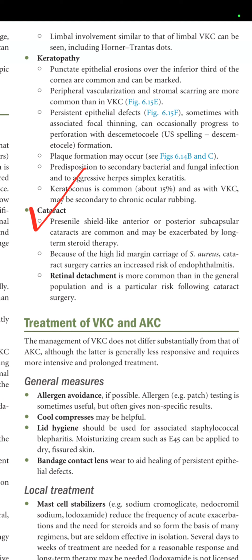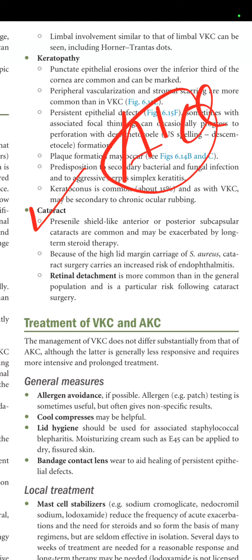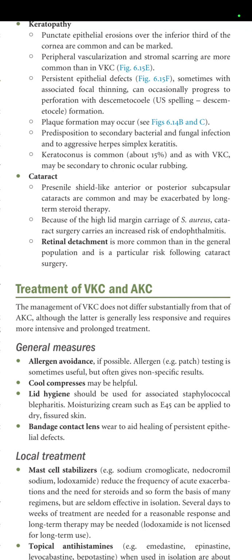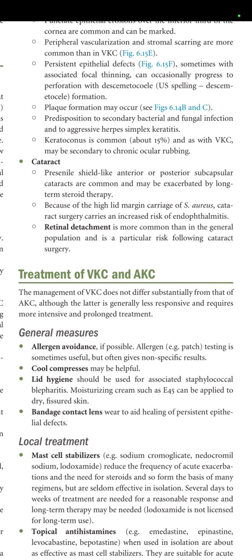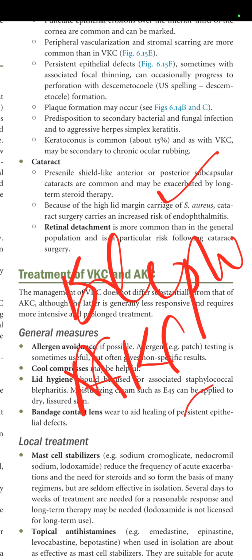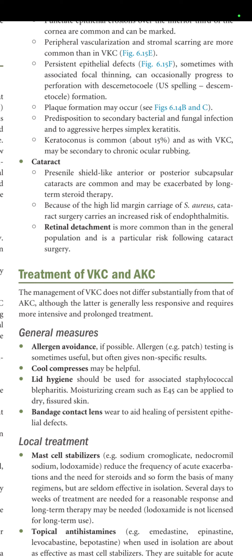Very important: what type of cataract can be present in the case of AKC? It is usually the shield-like anterior or posterior subcapsular cataract. Because of the high lid margin carriage of Staph aureus, cataract surgery carries an increased risk of endophthalmitis. This is also very important: we have to treat blepharitis first in case of a VKC or AKC induced cataract. Retinal detachment is more common than in the general population and is at particular risk following cataract surgery.